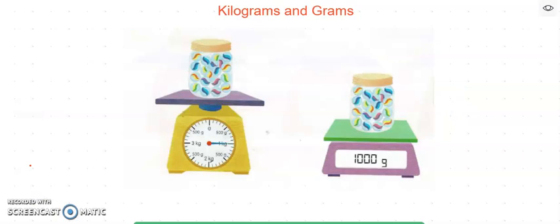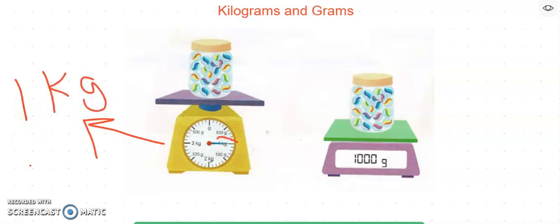Now we have these two containers of marbles. This is actually the same, right? This container is the same as this container, but we put them on different scales. This scale shows that the mass of the container is 1 kg, right? 1 kilogram, as you see here.